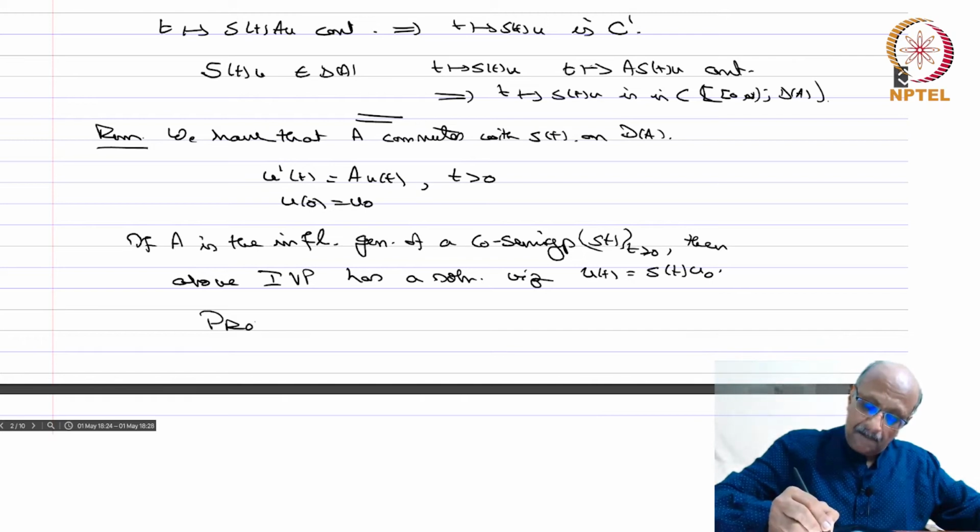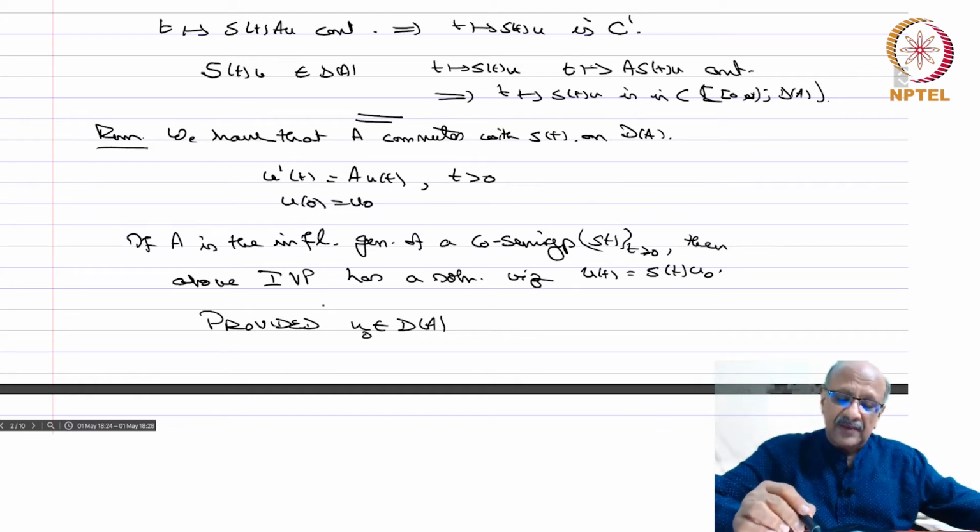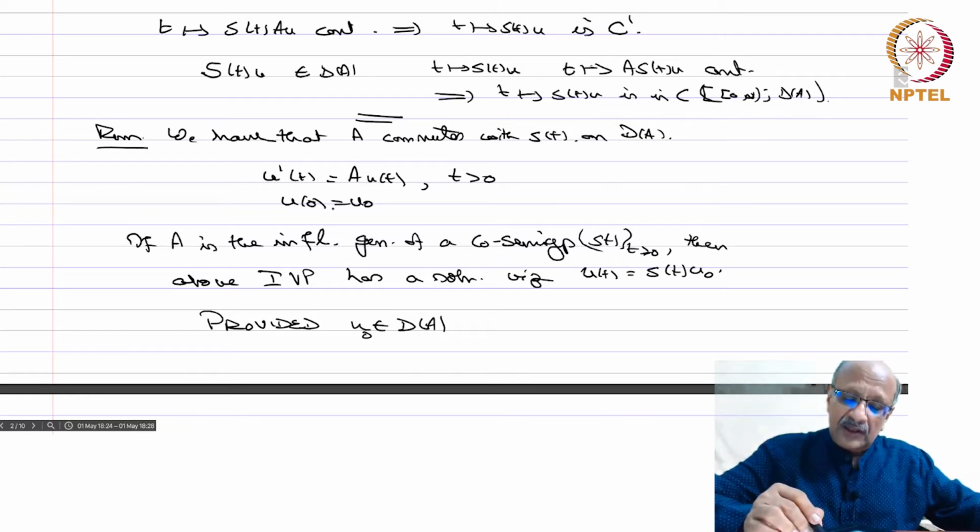Provided u0 belongs to D(A). So, you can solve this equation. If A is the infinitesimal generator of a C0 semigroup, then this initial value problem, where the initial data belongs to the domain of the infinitesimal generator, can be solved, and you have a classical solution of this initial value problem, namely you have a C1 solution here which satisfies this equation.